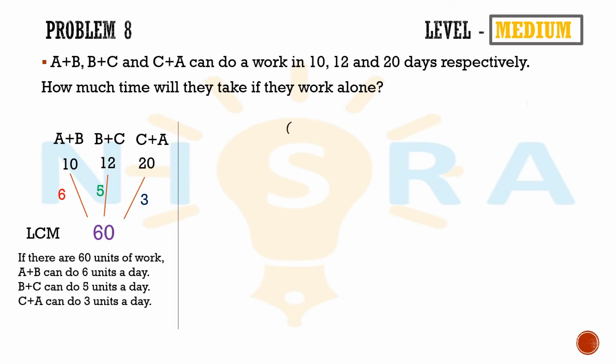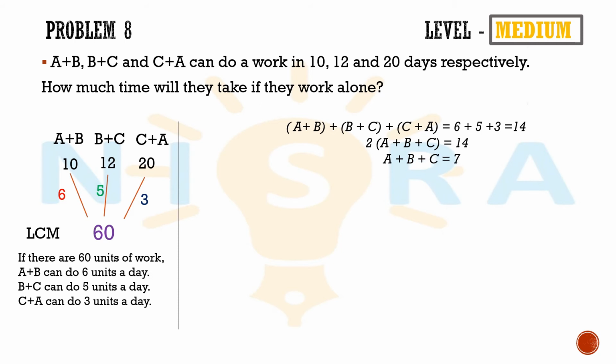Now, if we add all of them together, we can find out that if all three, A, B, and C work together, then they can complete the work in 7 days. Now, if we apply the determined values for A and B, B and C, and C and A in the above formula, we can determine A can complete 2 units in a day, B can complete 4 units in a day, and C can complete 1 unit a day.